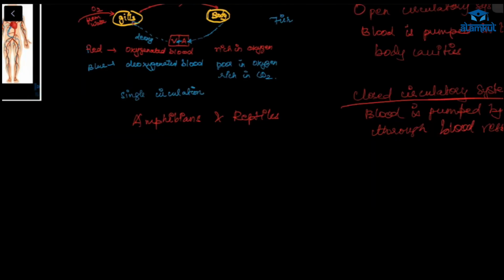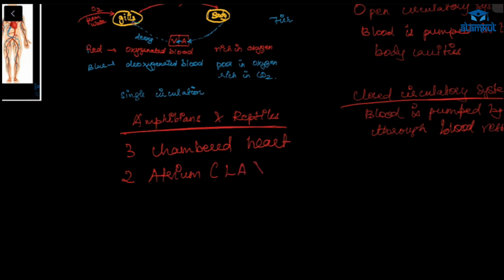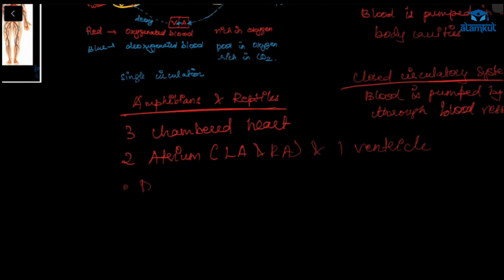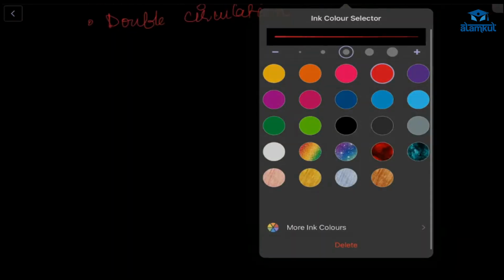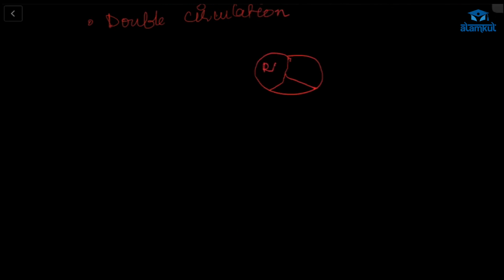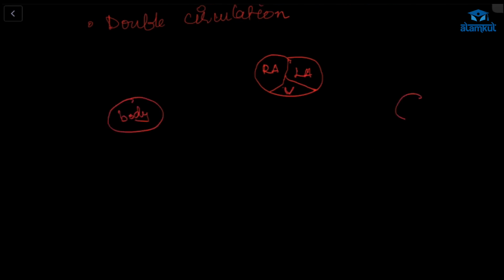Okay. Next, we'll go for the amphibians and reptiles, right? So amphibians and reptiles have a three-chambered heart. They contain two atria, that is left atrium and right atrium, and one ventricle. And here, double circulation will be happening. Now, how is this happening? This is the right atrium, left atrium, and this one will be the ventricle. Here we have the body, here lungs.